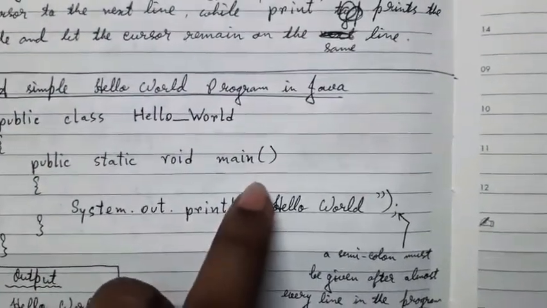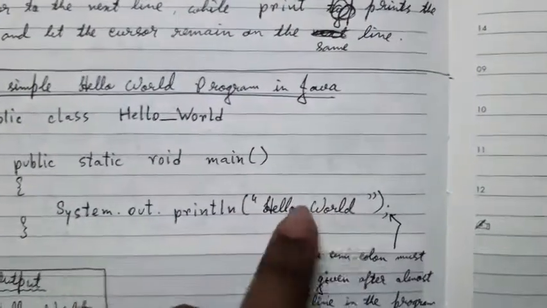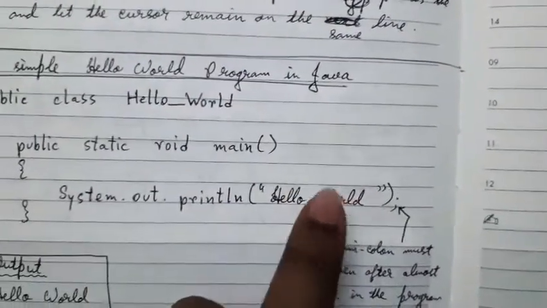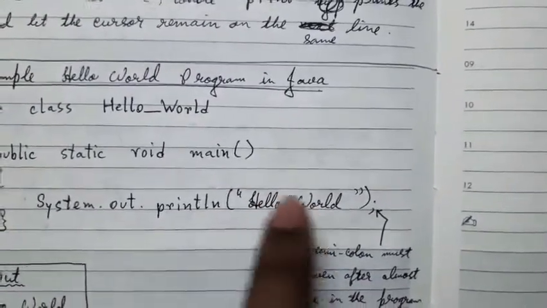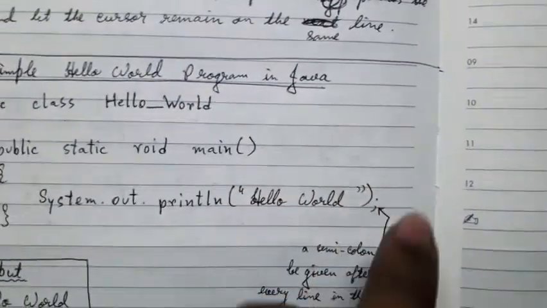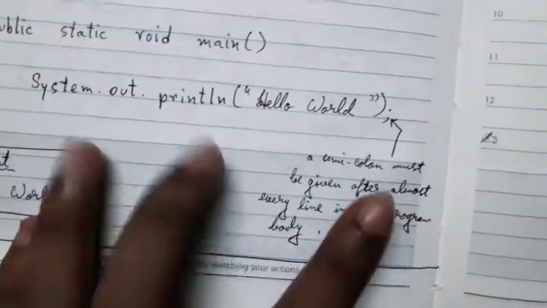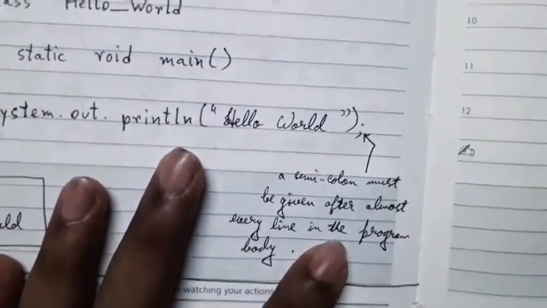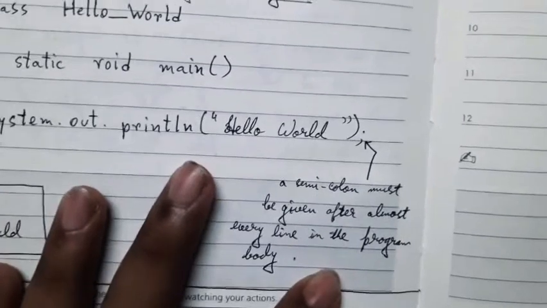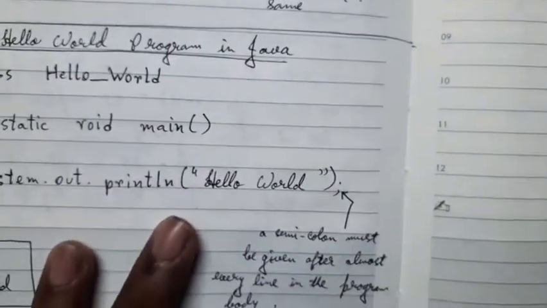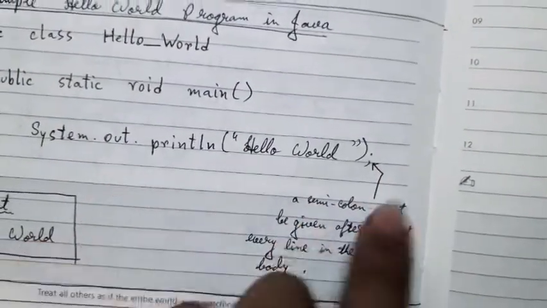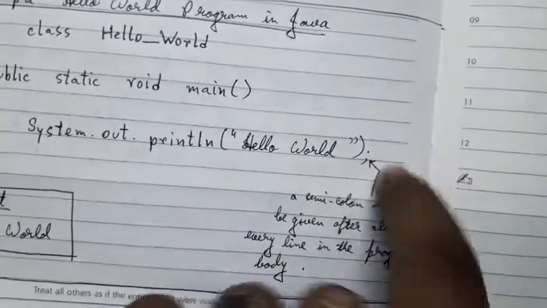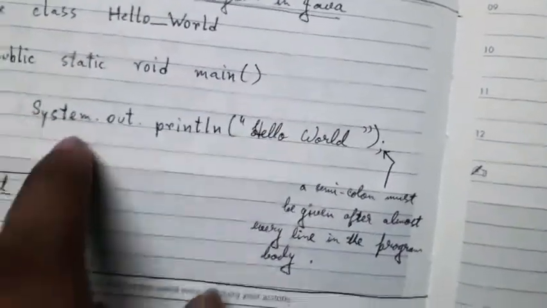Println and first bracket, and within double quotes, always remember this, within double quotes you write whatever we want to print. Here we have to print hello world, so write hello world within double quotes, and a semicolon is mandatory. A semicolon must be given after almost every line in the program body. A semicolon basically means this line is finished and the program will come to the next command. A program is basically a series of commands.